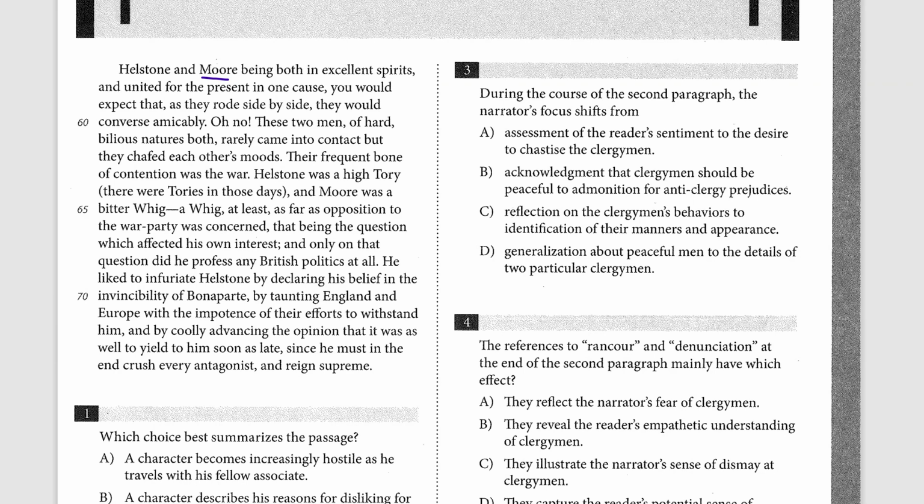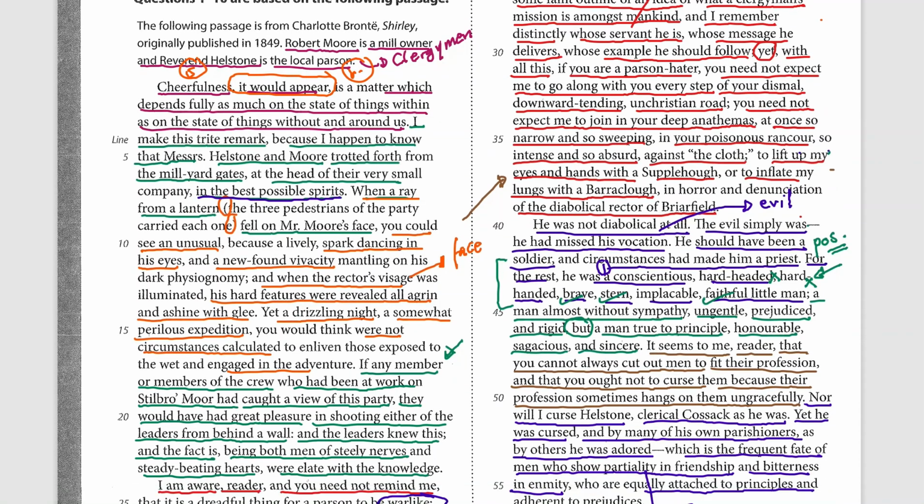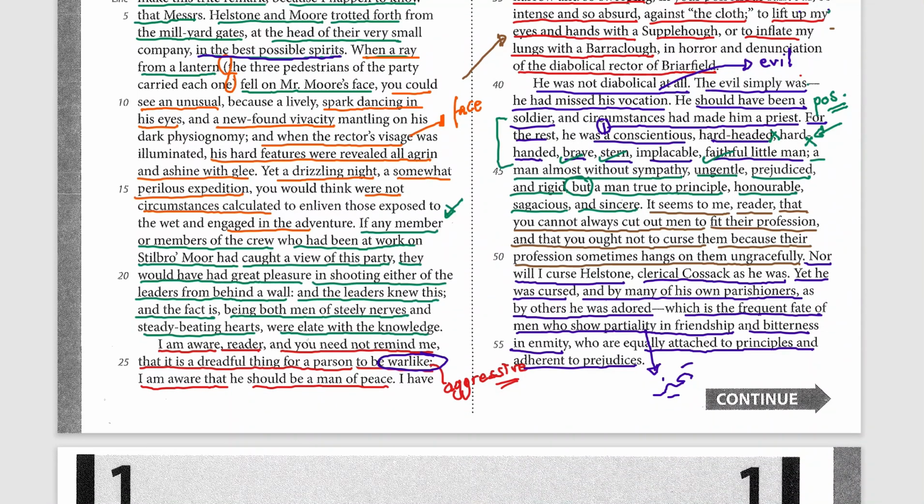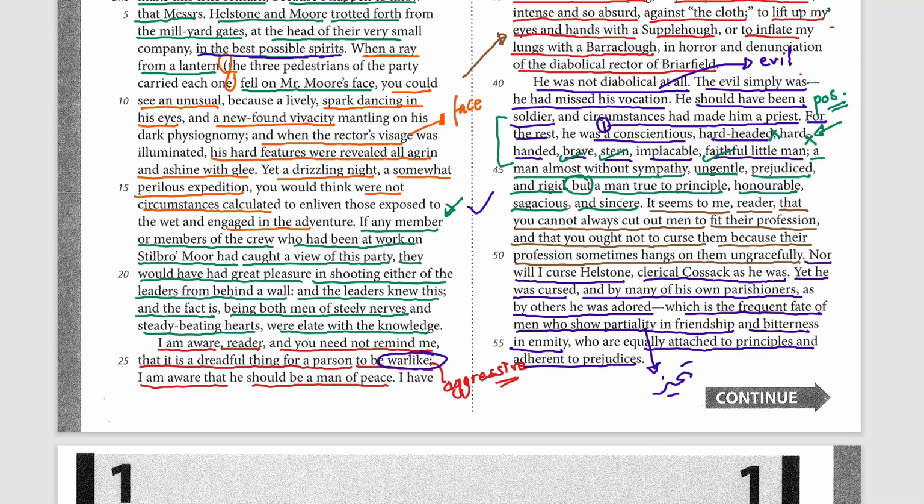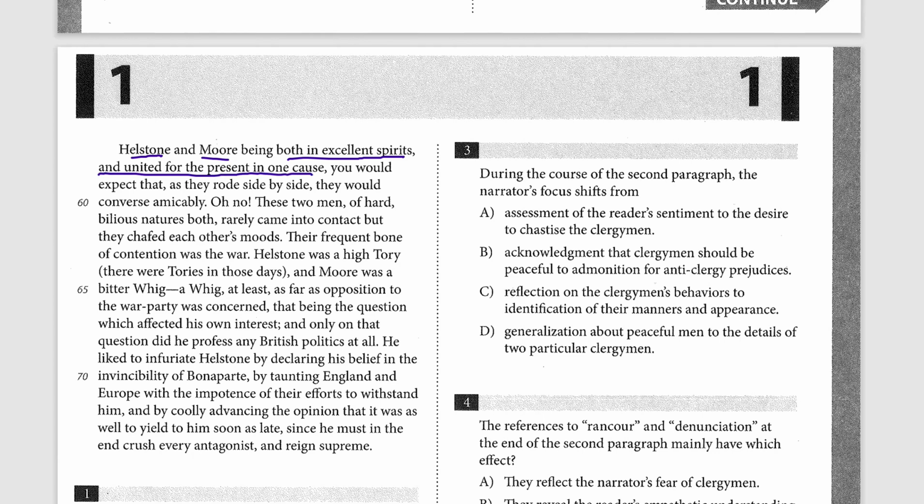خلاص بقى، وكأن كل المرحلة دي يا شباب، شوف احنا بدأنا إزاي هنا. لما خرجوا من الميل كانوا in their what يا شباب؟ I'm gonna underline it here. In the best possible what? Spirits. وبدأ يعمل لنا description على Moore، وبعد كده mainly about what? About that clergyman اللي هو Hellstone لغاية هنا يا أساتذه. وبعد كده مرة واحدة راح رجع بينا تاني للاثنين مع بعض. Hellstone and Moore being both in excellent spirits. خلاص شفناها يا مستر. And united for the present in one cause. عندهم نفس القضية وعندهم نفس الاهتمامات. Common interest. You would expect that.